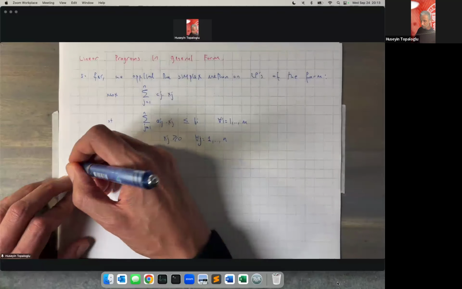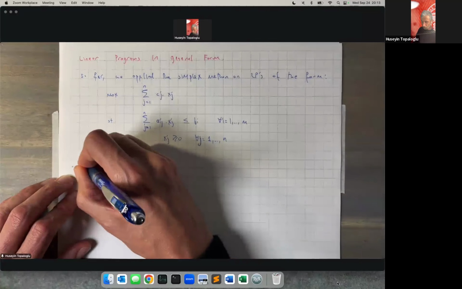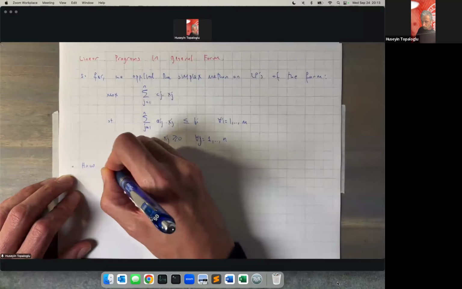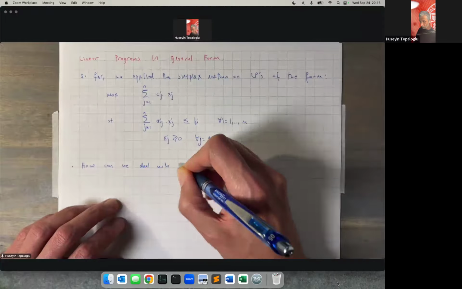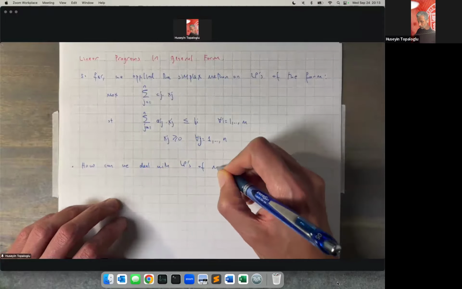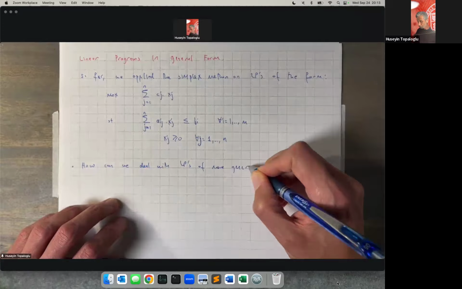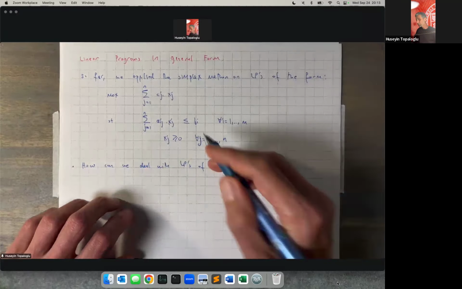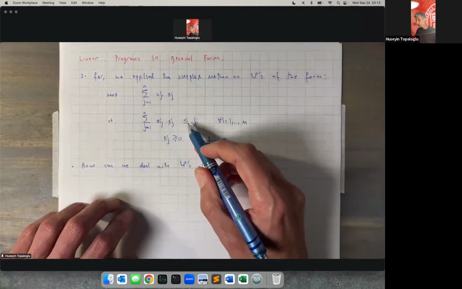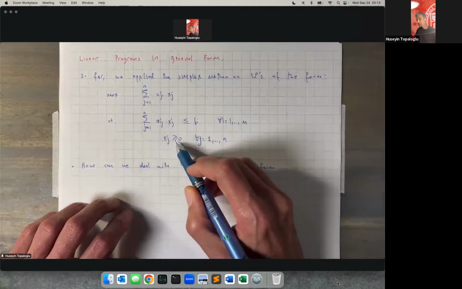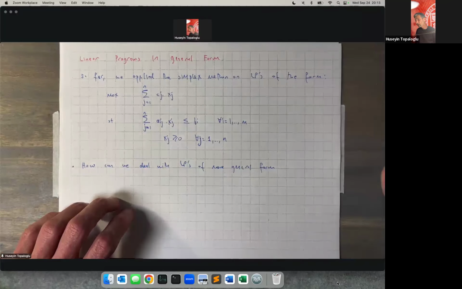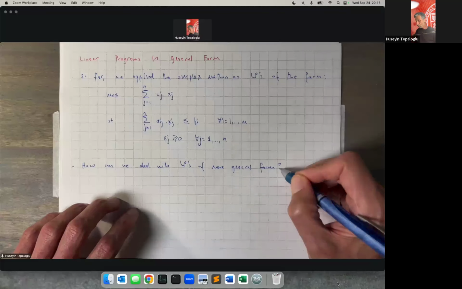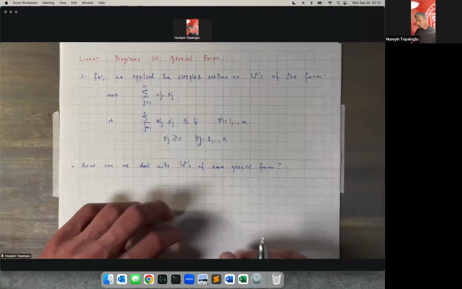And the question we're interested in is, how can we deal with linear programs of more general form? Some constraints could be less than or equal to, some constraints could be greater than or equal to, some constraints could be equality constraints. Some decision variables could be restricted to be greater than or equal to 0, some decision variables could be restricted to be less than or equal to 0, or some decision variables could be allowed to take both positive and negative values. So how can we deal with linear programs of more general form?